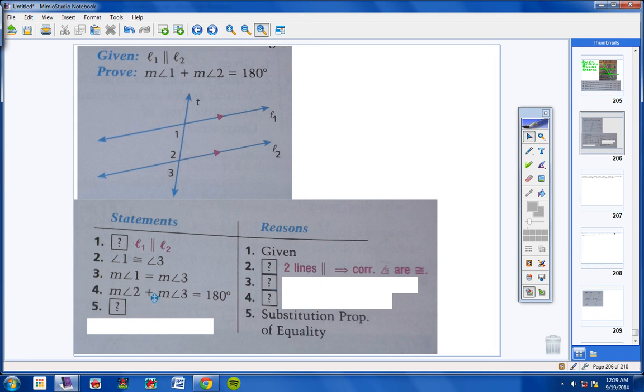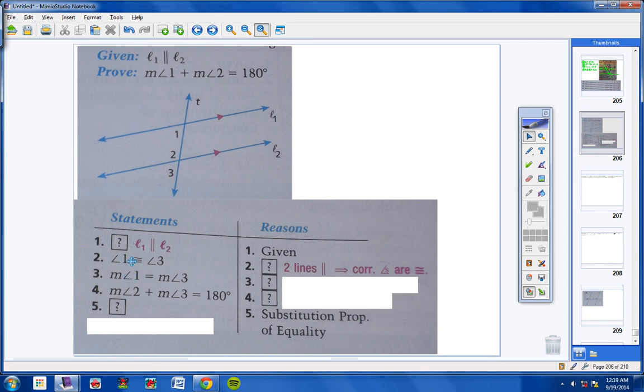Now, look at number 4. 2 plus 3 equals 180. See that? Now, how can we state that 2 plus 3 equals 180? Well, they're a linear pair. And am I on the wrong one here, students? Sorry. Okay, we're on number 3. Sorry about that. Okay. So back up here.